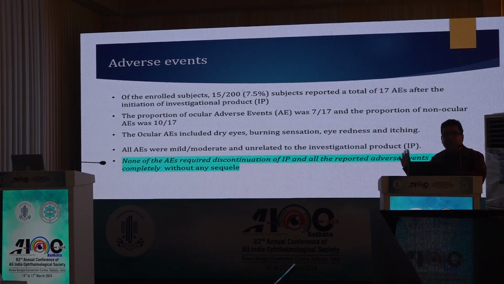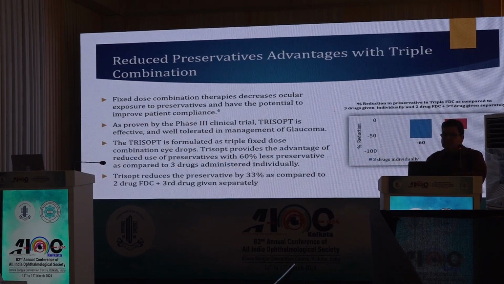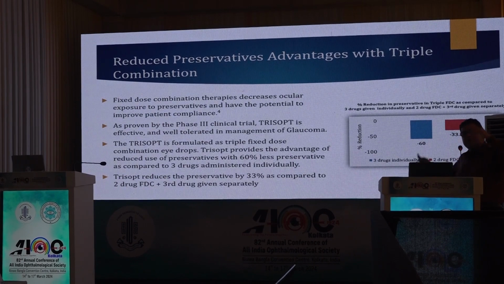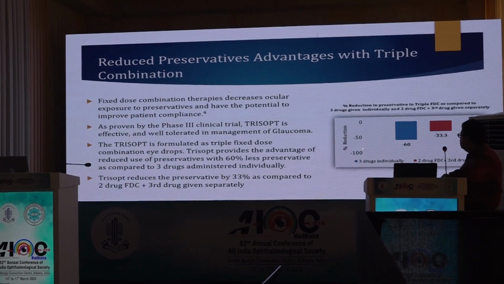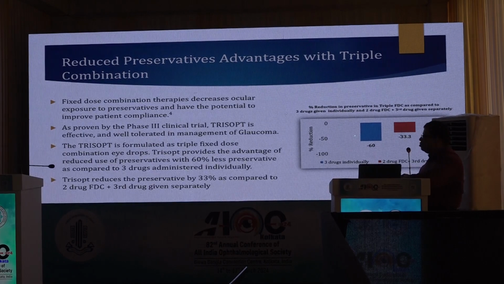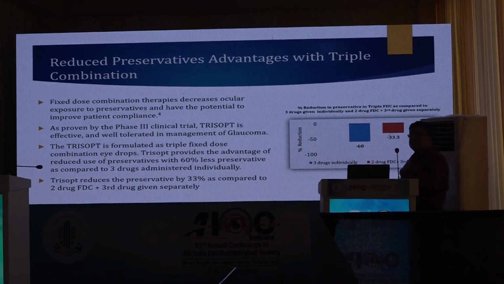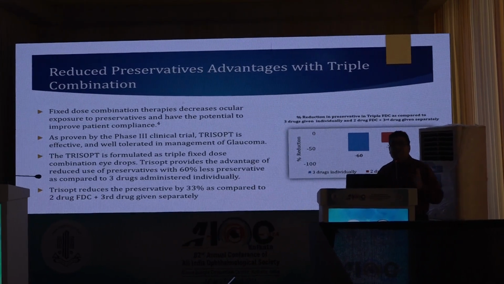This is a very, very important thing for me, which was studied in those 10 multicentric studies. Reduced preservative. I think these are the two take-home numbers for all of you. So please look at this bar diagram very carefully. If you have to take two figures from this whole presentation, look at this. The 3 drugs in the blue, the percentage reduction in preservative is 60%. I think this is very, very important.